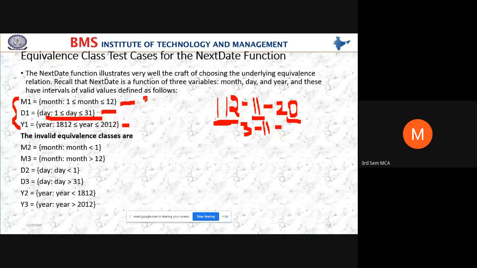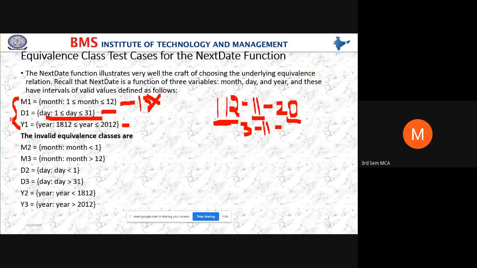If you take 13, is it a valid month? Respond, is it a valid month? No, it is not a valid month. And if you take a day, the day value should be from 1 to 31 only. If I take 35th day, that is not a valid value.